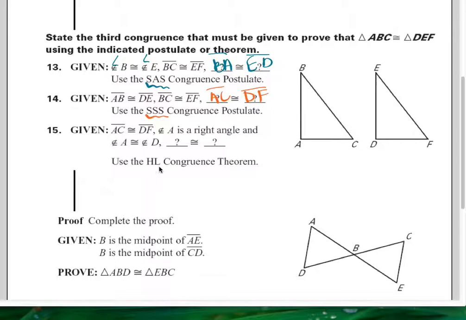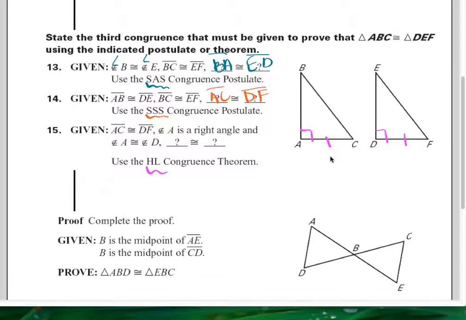The last one, they want us to use HL. They're telling us that AC is congruent to DF, so we're going to mark that. Here's AC, here's DF. First side listed, 1 marking. They're saying that angle A is a right angle and that A is congruent to D. Well, if A is congruent to D and A is a right angle, then D is a right angle as well. Now, they need us to use HL, and we have one more statement that needs to be filled in.